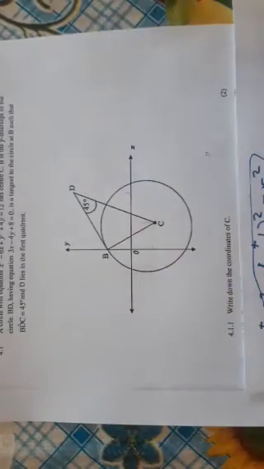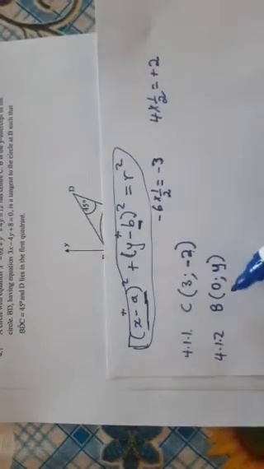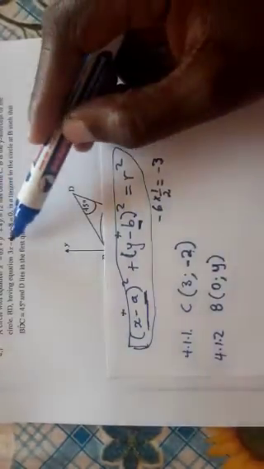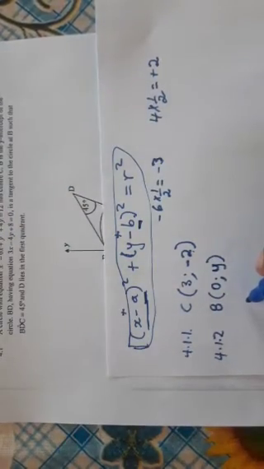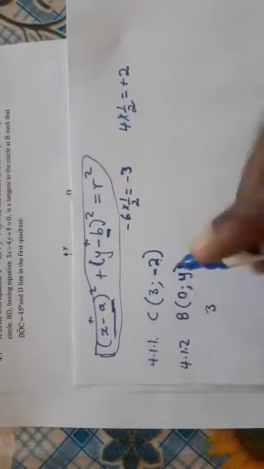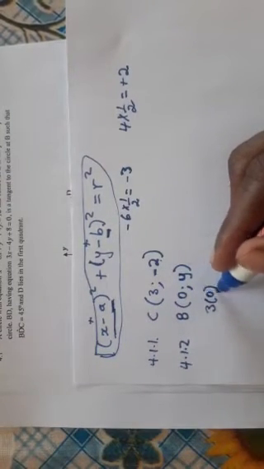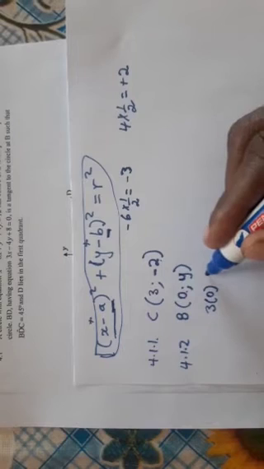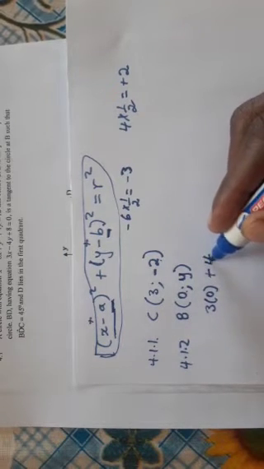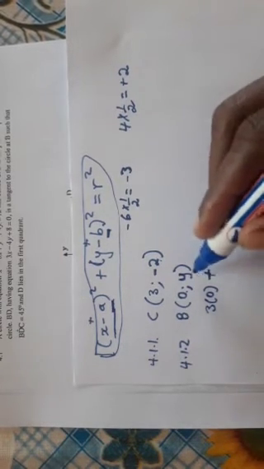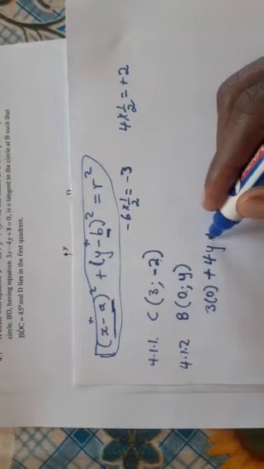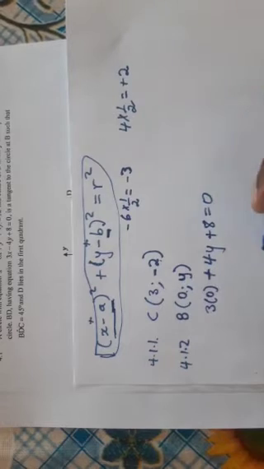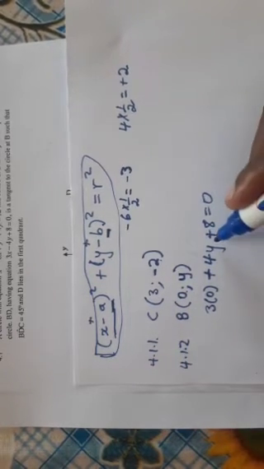So that includes x equals 0. We substitute this 0 into the equation, then we get the value of y. So we have 3 times 0, and then plus 4y, so the value of y will be y, and then plus 8 equals 0.